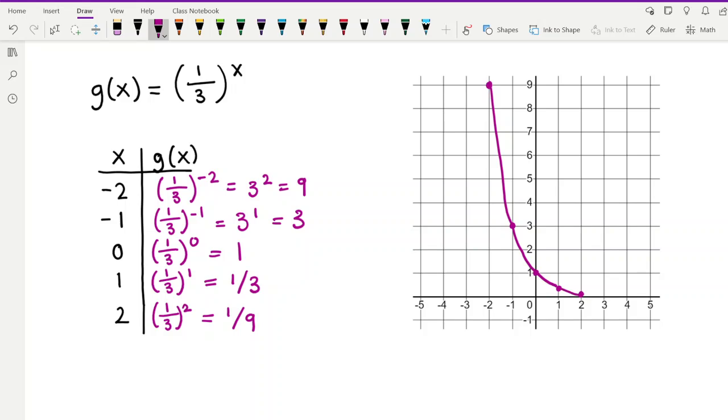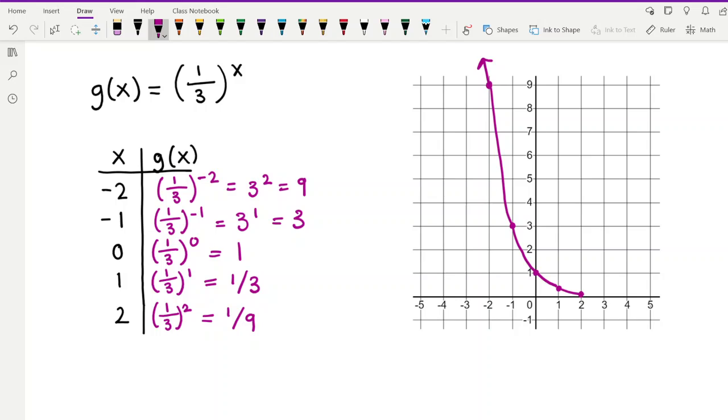Okay, so what about on the left side? Where is this left side of the graph going? Well, because of this reciprocal thing, it's going to go higher and higher the more negative the number you plug in, right? Because taking 1/3 and raising it to a negative number is the same as taking 3 and raising it to the positive of that number. And so that means this graph is going to keep going up and up the more negative the number that you plug in.